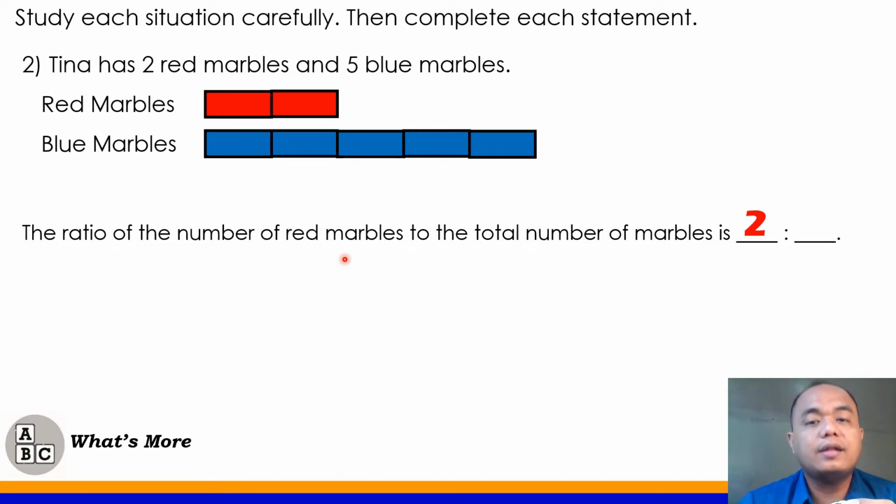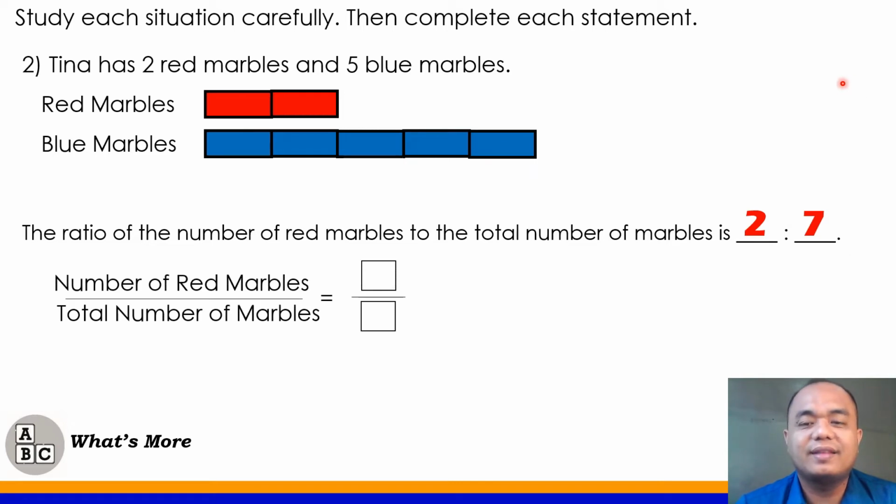Okay? And the total number of marbles will be, so how many marbles do we have in all? Yes, you add 2 and then 5. So what is the sum? Very good. That's 7. So the ratio of the number of red marbles to the total number of marbles is 2:7. Next. So the first quantity would be the red marbles located, of course, in the numerator in the fraction.